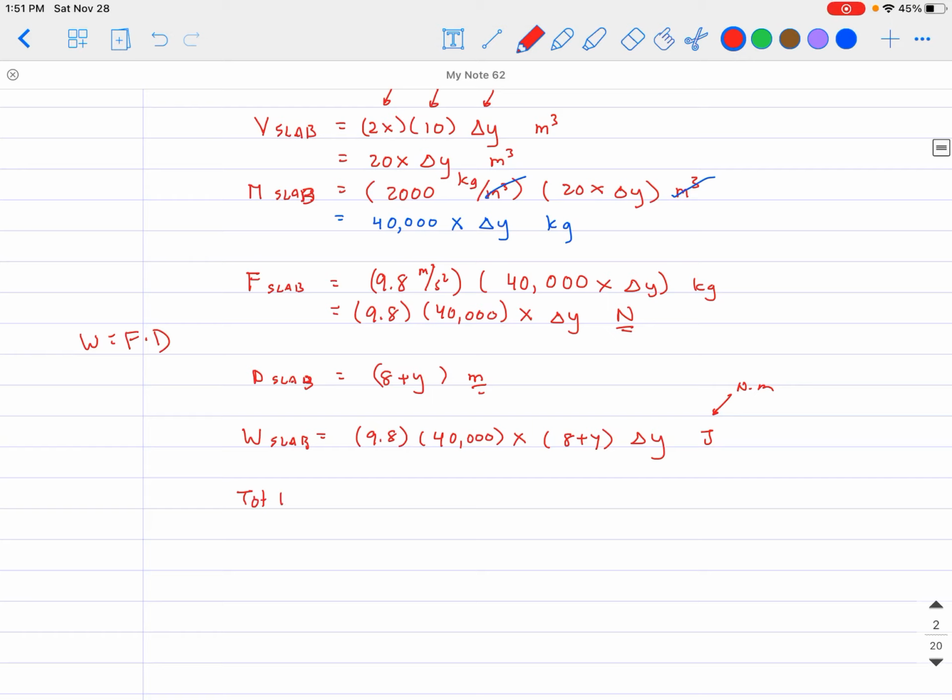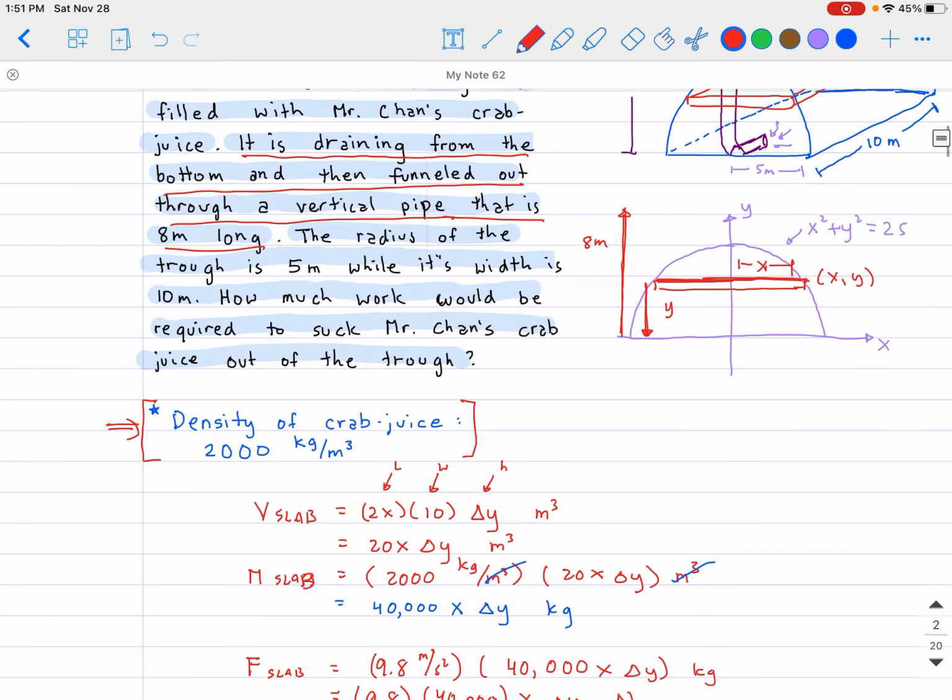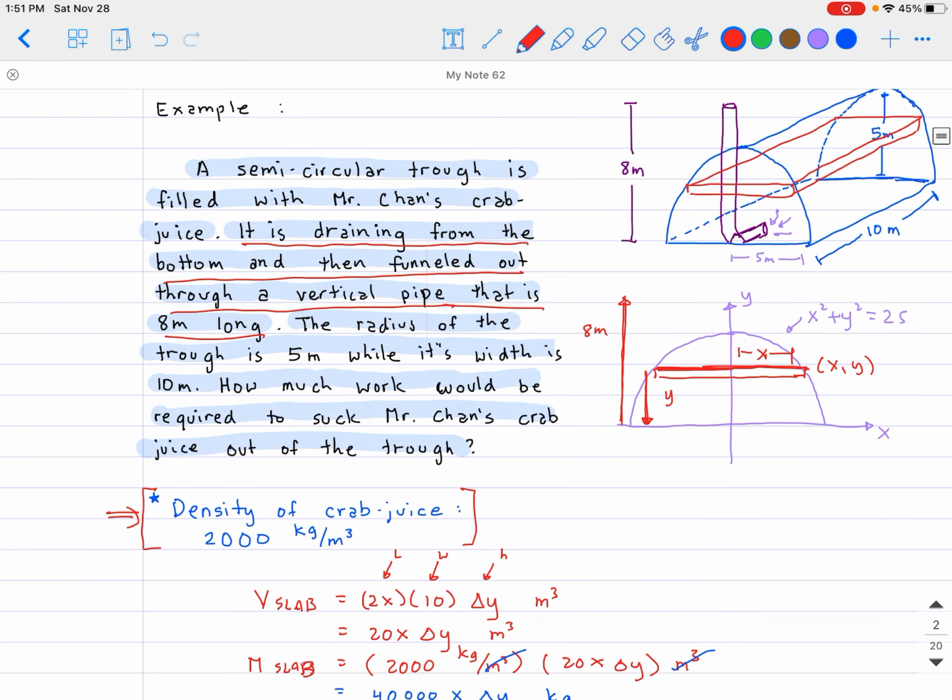Now the total work of all of the slabs put together. Let me draw my W a little bit better. The total work is equal to the summation of everything that we just said, so that's where our integral comes in. 9.8 multiplied by 40,000 multiplied by the integral of x times 8 plus y dy, with boundaries from 0 to 5, because this is a semicircle where the radius is equal to 5.